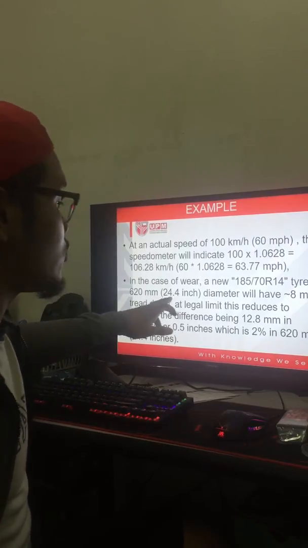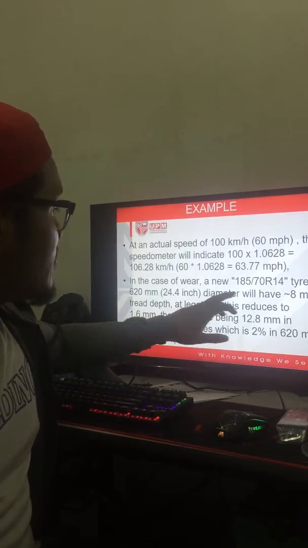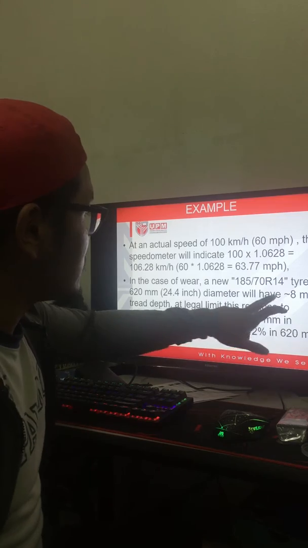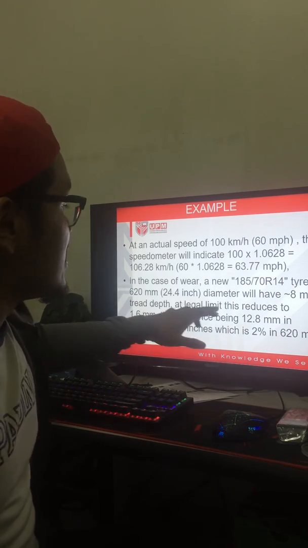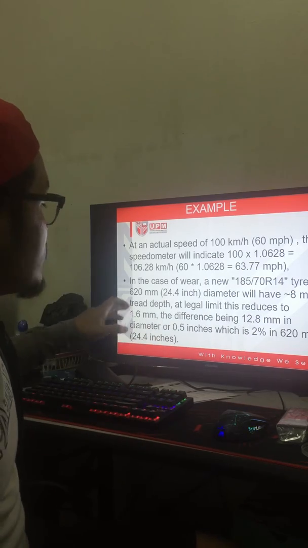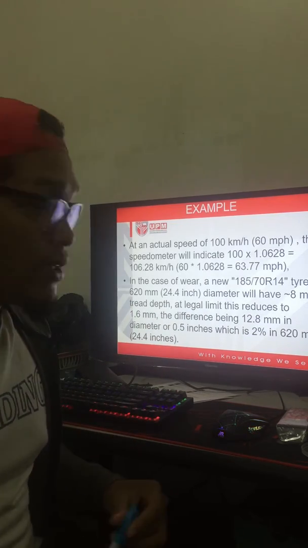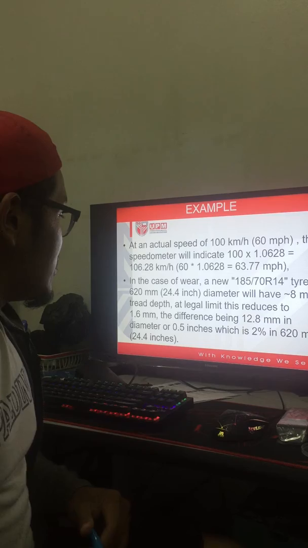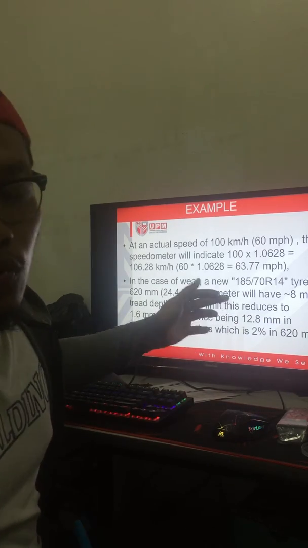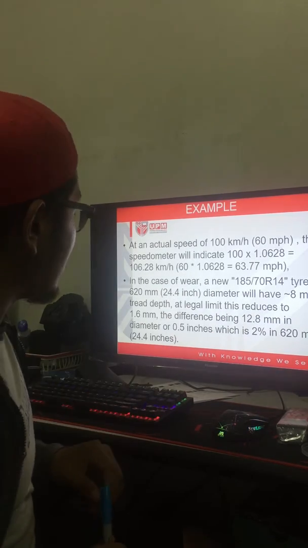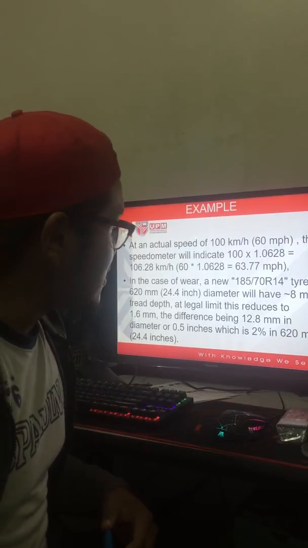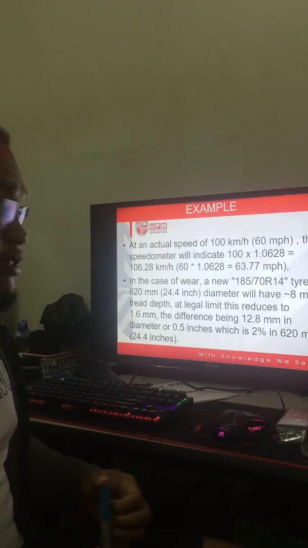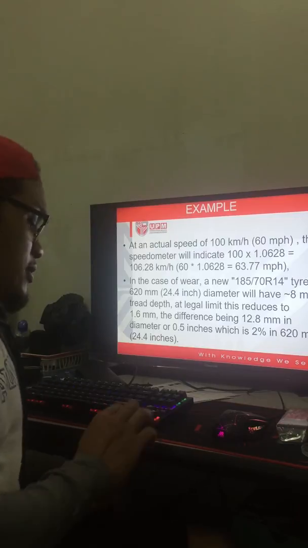In the case of a new 185/60 R14 tire of 620 mm, which is equivalent to 24.4 inches in diameter, it will have something like 8 mm tread depth. At the legal limit, this is reduced to 1.6 mm. The difference is 12.8 mm in diameter, or 0.5 inches, which is 2% of 620 mm, equivalent to 24.4 inches.